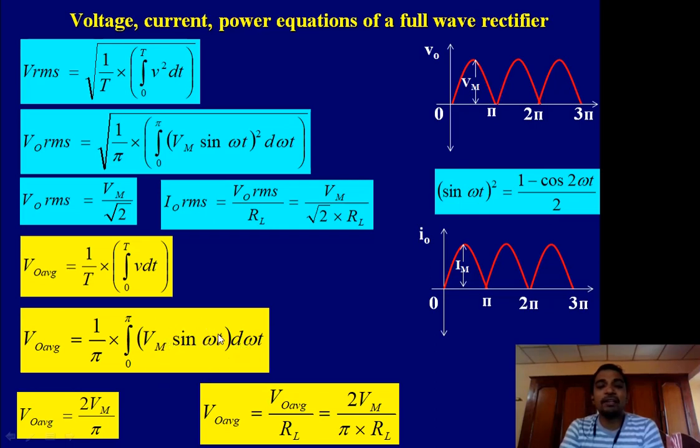How to apply the mean? Sum divided by the total number. This is the base length, the 0 to pi length, so 1 by pi I am going to take. If you do this integration, you will get 2 into Vm. So the final answer is 2 Vm by pi, 63.6% of V maximum. This is the I naught average, and that is simple Ohm's law, 2 Vm by pi into RL.